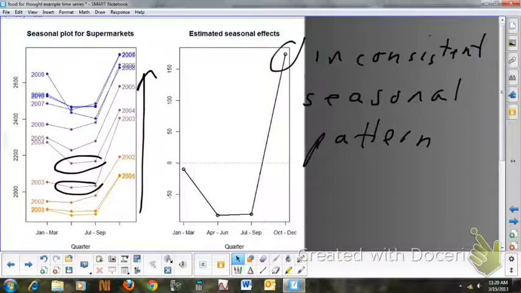Where's the peak? Where are the troughs? What are they in relation to the trend line? How far below? How far above? And that's what you talk about in seasonality.